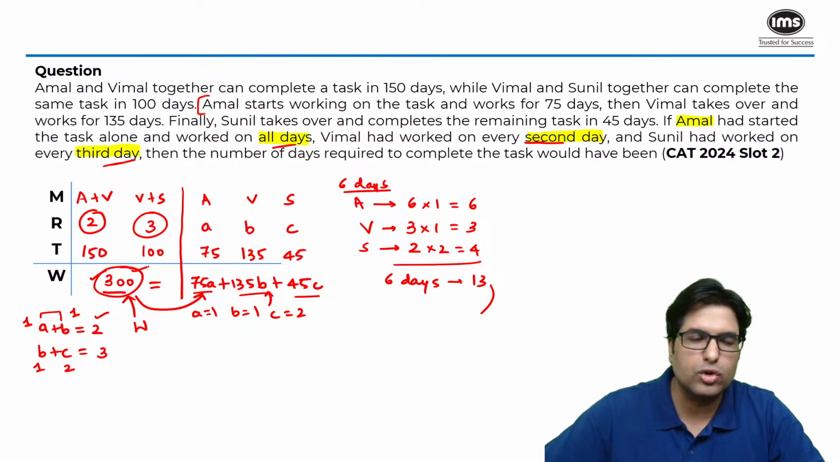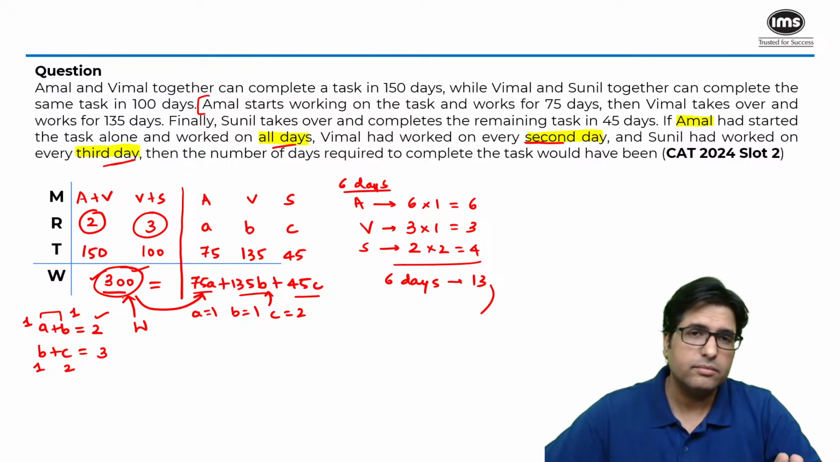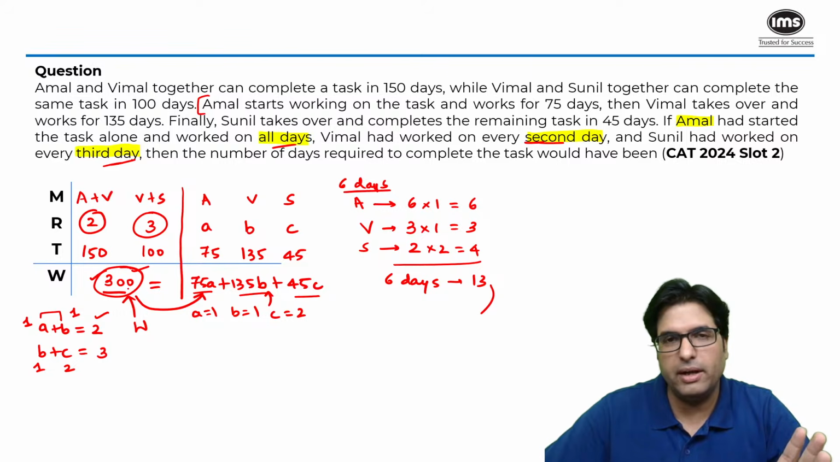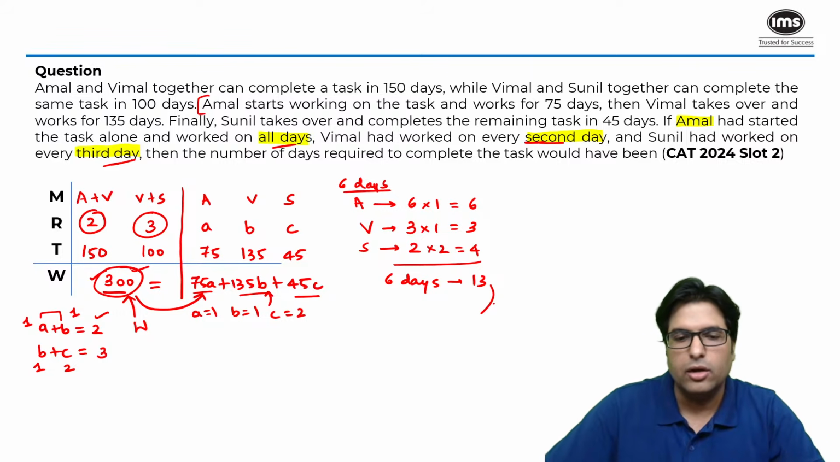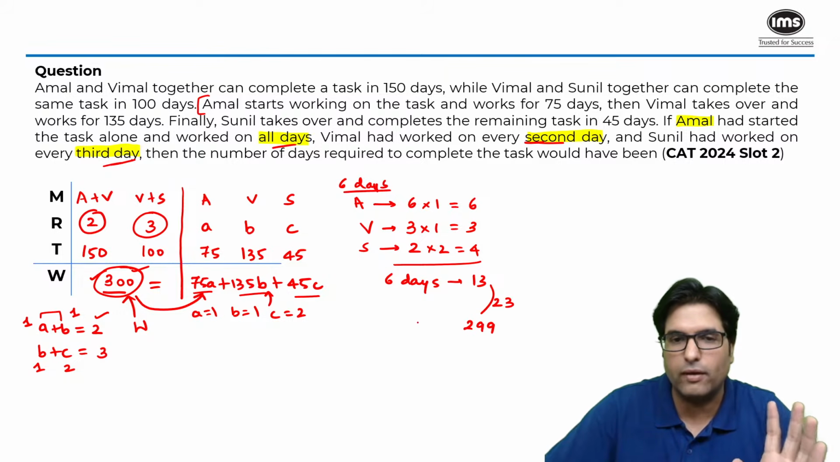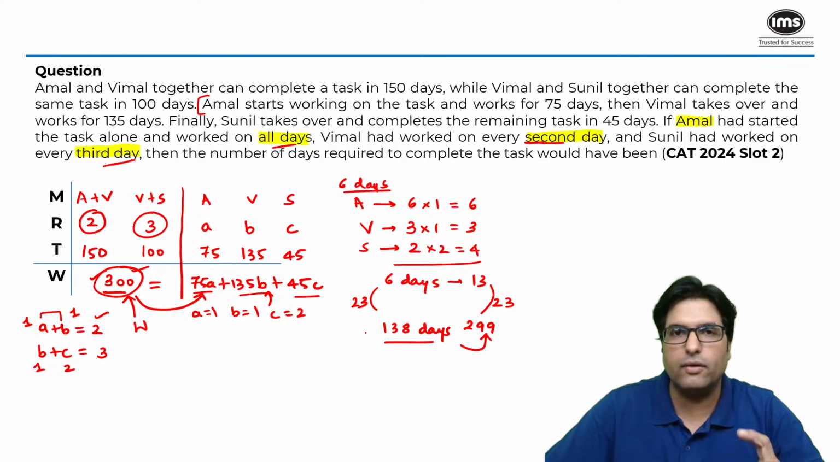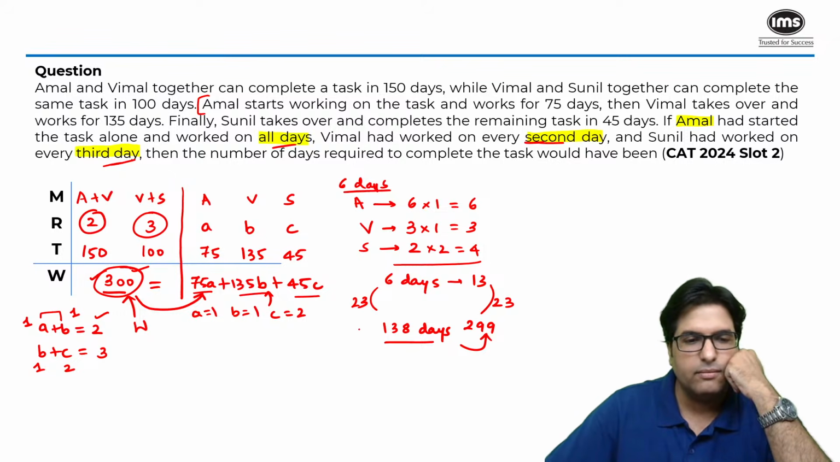We need to go close to 300. So what is the value which is a multiple of 13 closer to 300? Let's divide 300 by 13. So 13 2s are 26, we are left with 40, 13 3s are 39. So 23 into 13 will be 299, left with a remainder of 1. So 23 into a cycle of 6 will have 138 days. So in 138 days, we'll be able to finish off 299 units of work. 1 unit of work is left.